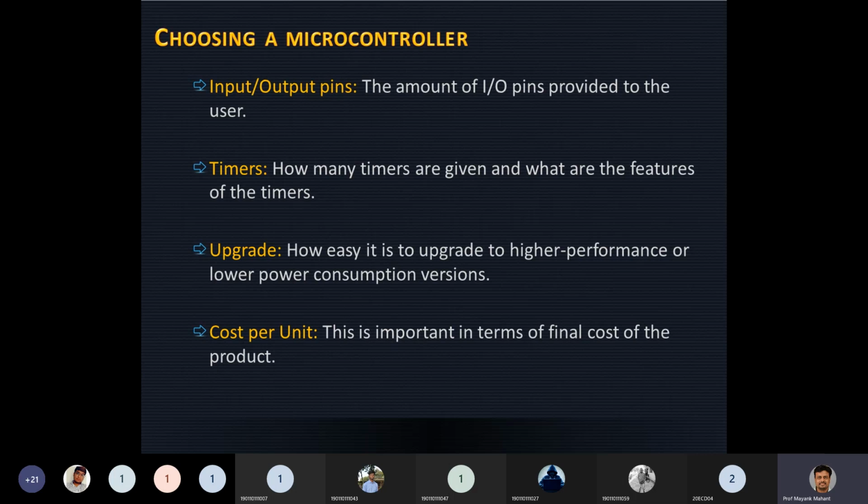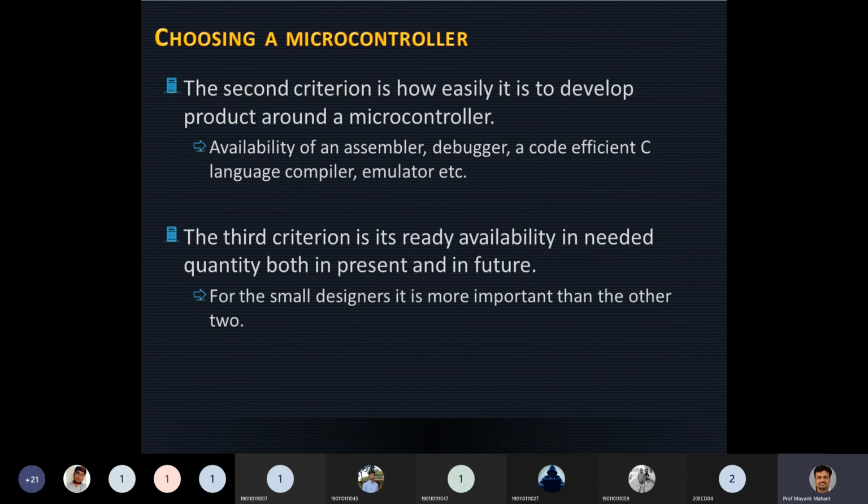And yes, ultimately the cost per unit, meaning the cost of one microcontroller, would ultimately decide the cost of your product. So that is why the cost of the unit also has to be considered. So these are some of the major criteria on which you can base the selection of the microcontroller, but there is another criterion you need to focus on before selecting your microcontroller.